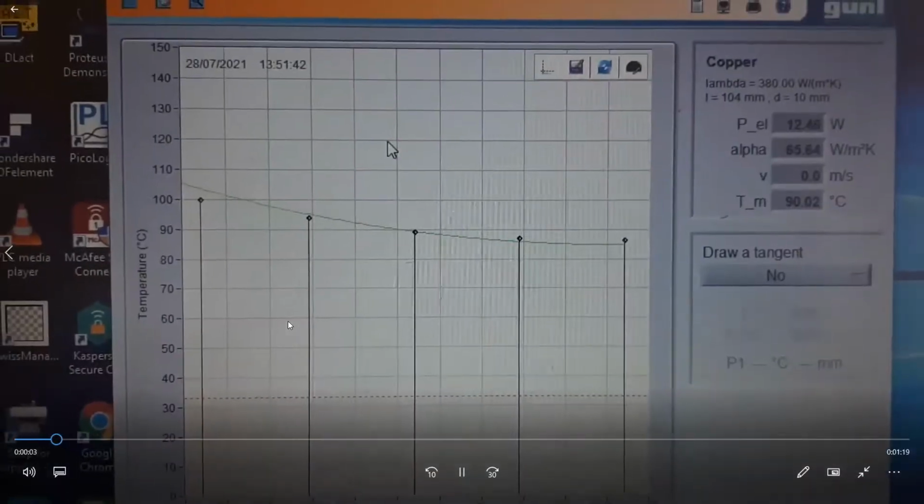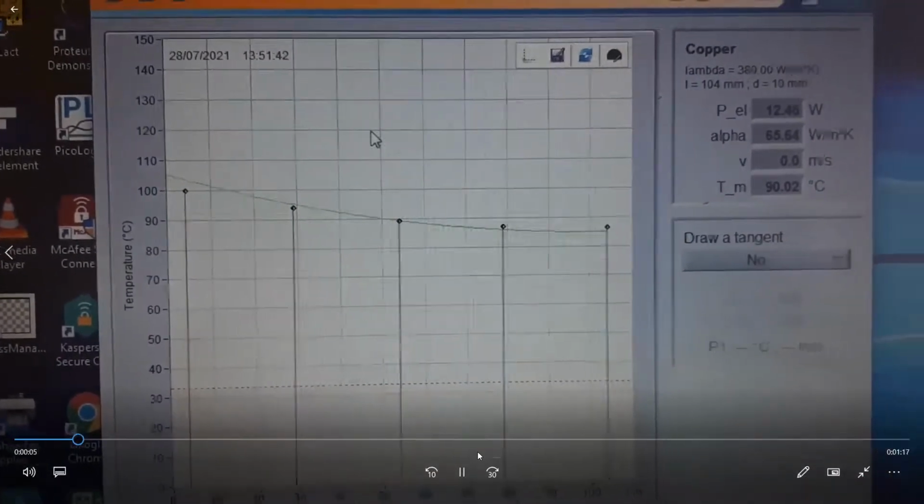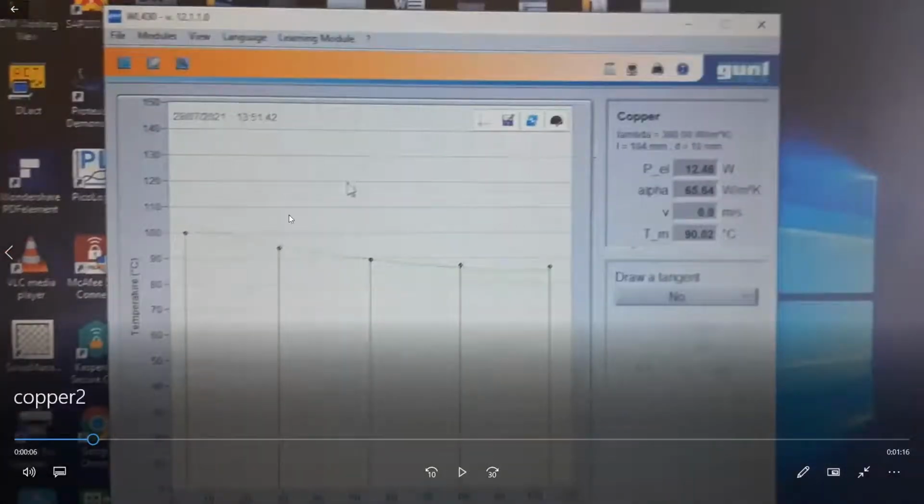Right. So here we get one reading. When we expand our graph, you will get another detail of the copper. Another detail means alpha, the heat resistance, and medium temperature. Those things you don't need to know, just for your reference. This is the heat resistance, the resistance of heat flow.